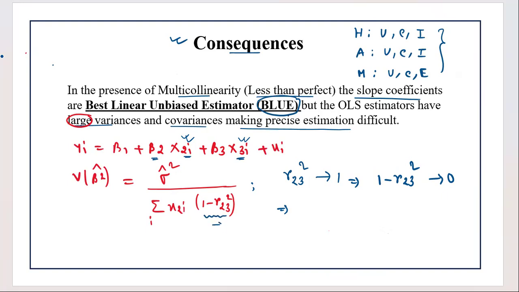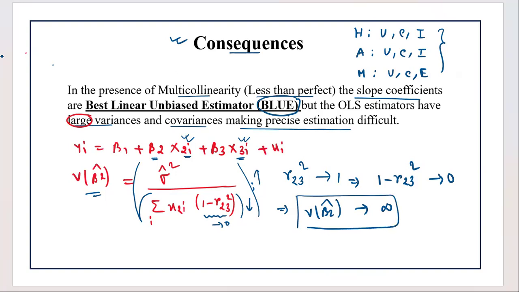This particular thing, if it tends to 0, then what will be the variance of beta 2 cap? Variance of beta 2 cap will be tending towards infinity. If the denominator is going towards 0, then the entire denominator is very low, and hence the variance of beta 2 cap as a whole, this ratio, will be very high. So variance of beta 2 cap will be going towards infinity, keeping sigma cap square constant.